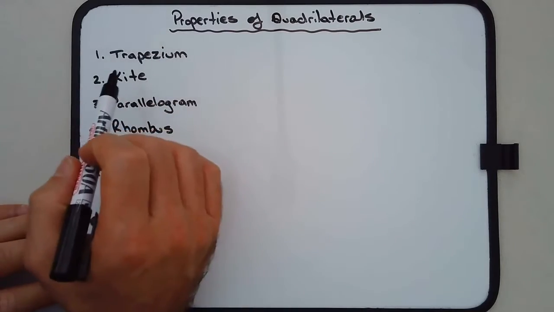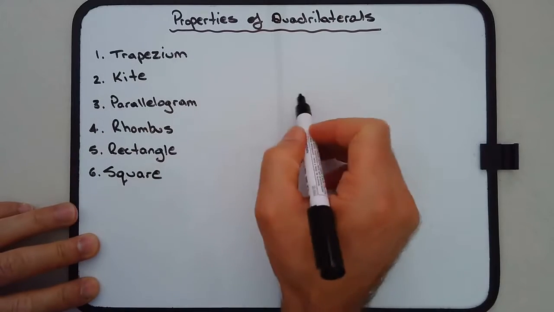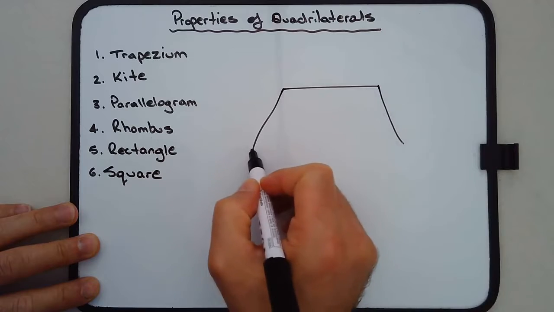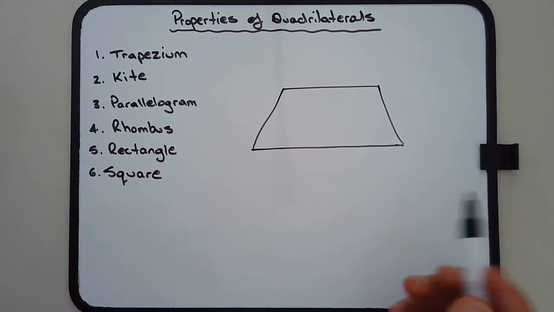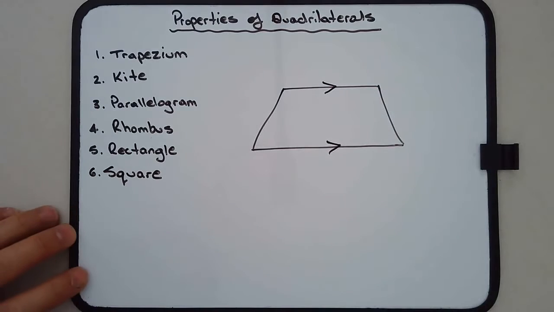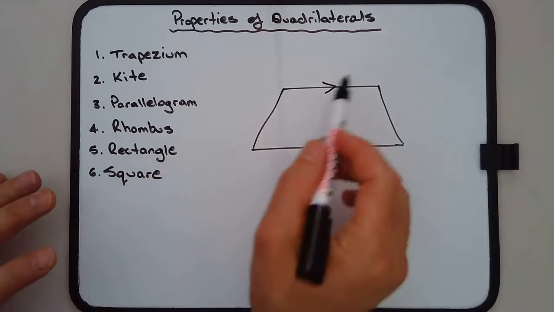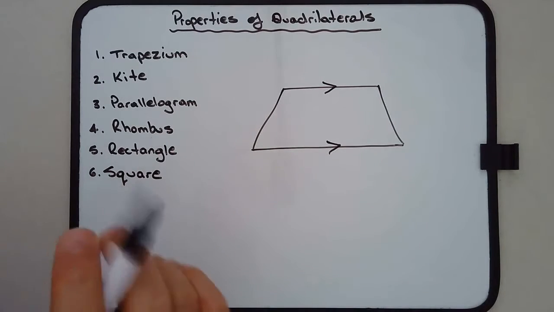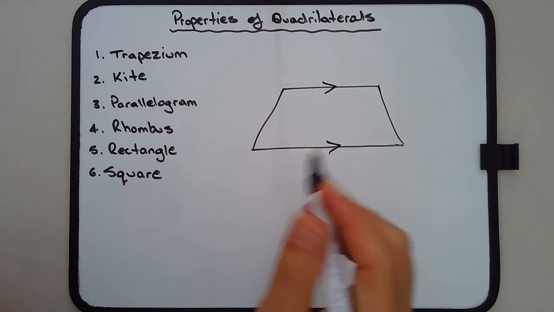Starting off with the trapezium, I might just draw a sketch of it here. There's only one thing that we need to know about a trapezium, apart from having four sides. There has to be one pair of parallel sides, and that's it. As long as there's one pair of parallel sides, it's a trapezium, and that's good enough. There are a couple of other little properties, though, that are well worth noting.